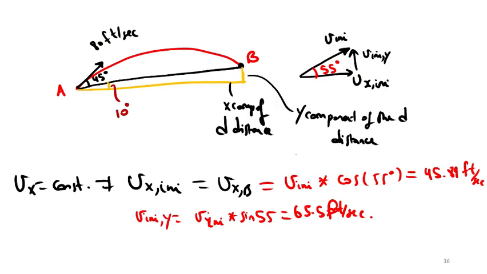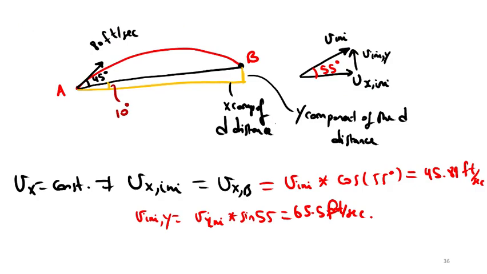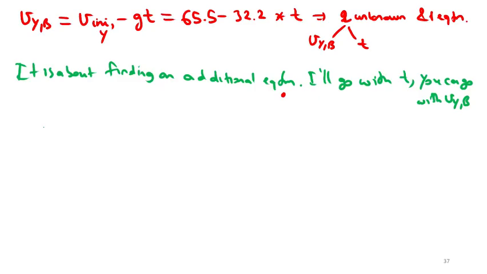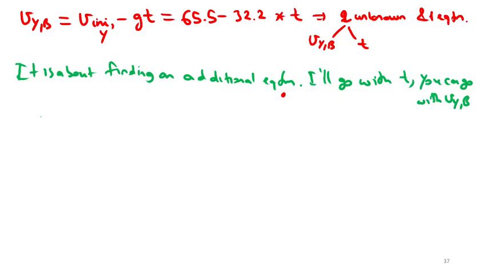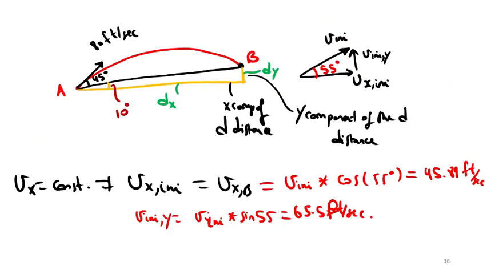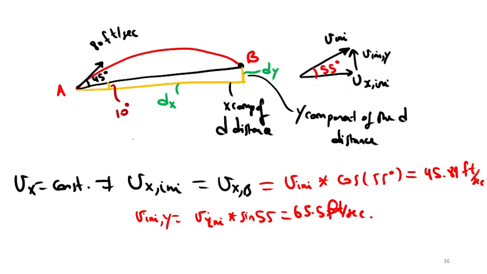Okay, so what I will do is that I will use the x component because this is what I always like. Very simple. So I will say that the distance it travels in the x direction, I will call this one dx, and this one I will call dy. Okay, dx is equal to, with similar trigonometry, the adjacent side, that will be d times the cosine of 10 degrees.